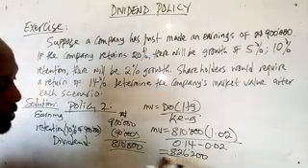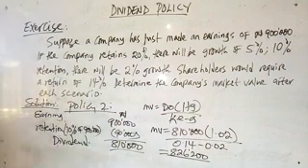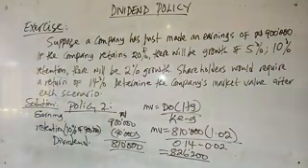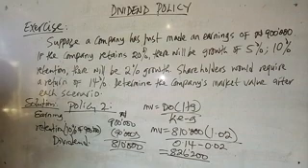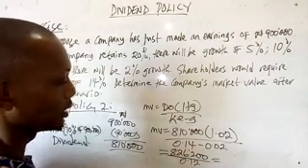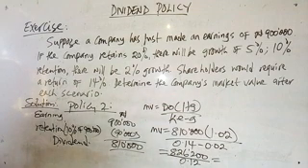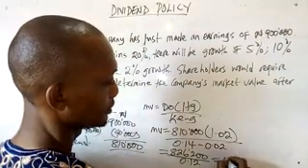I hope it's clear and you can see it properly. Divided by 0.14 minus 0.02, so 0.12. What do you now have? 826,200 divided by 0.12.